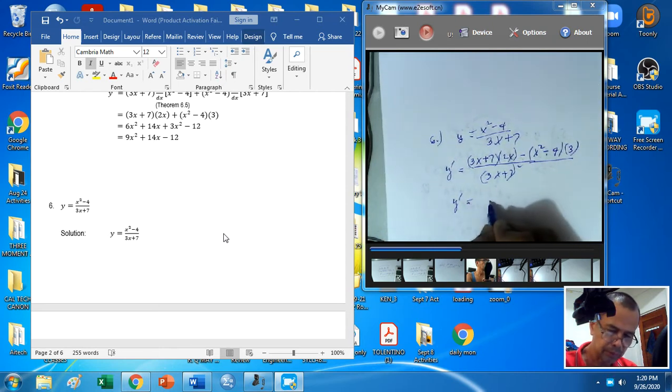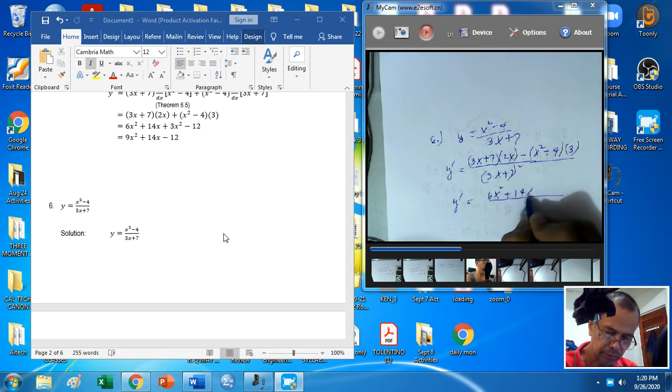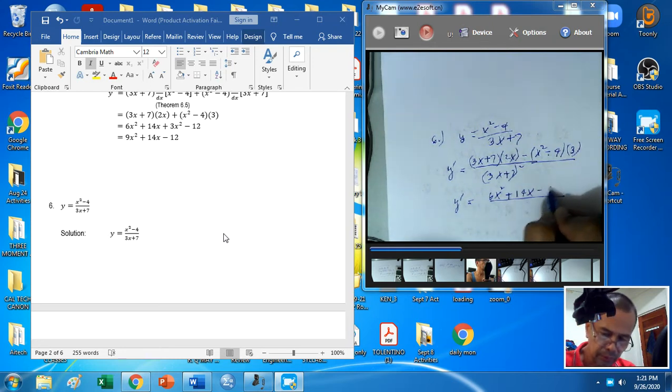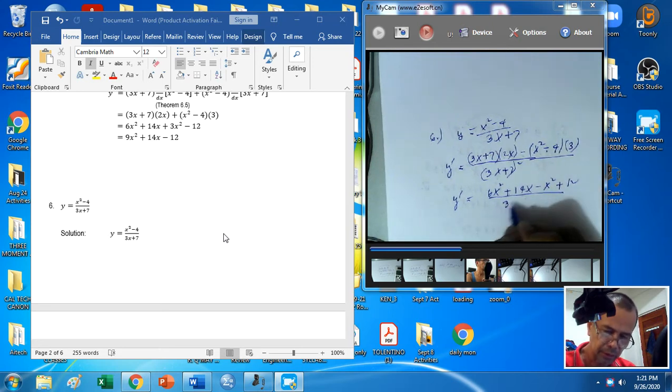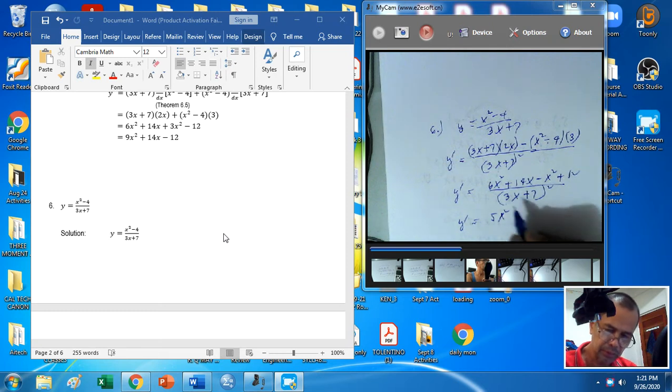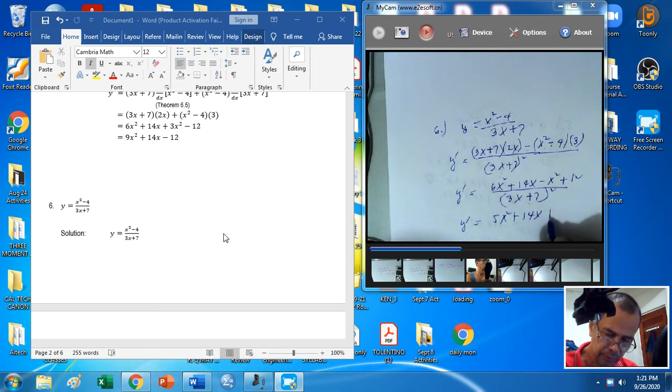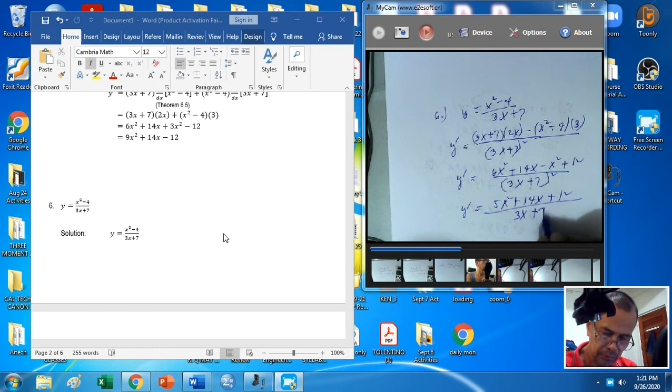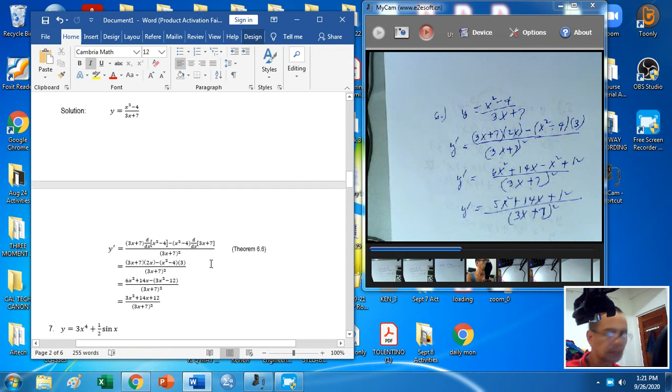So your y prime becomes what? 3x times 2x is 6x squared plus 14x, minus x squared, and then minus 3 times 4 is minus 12, over 3x plus 7 squared. So your y prime is what? 6x squared minus x squared, that is 5x squared plus 14x plus 12 over 3x plus 7 squared. Okay, so I think it's there.